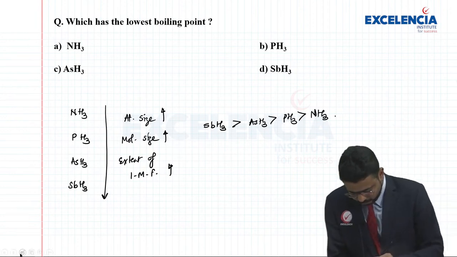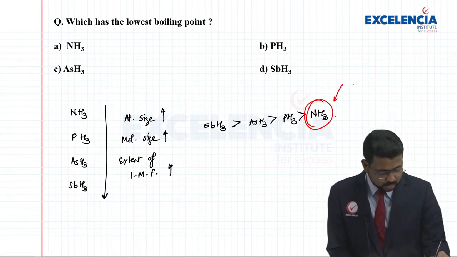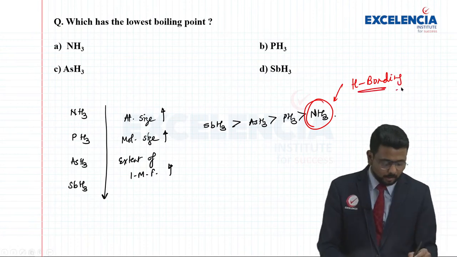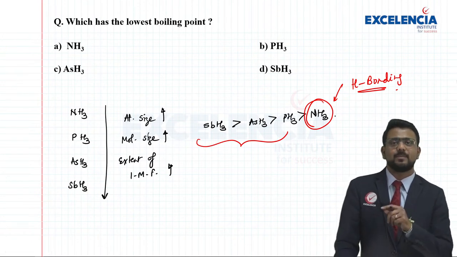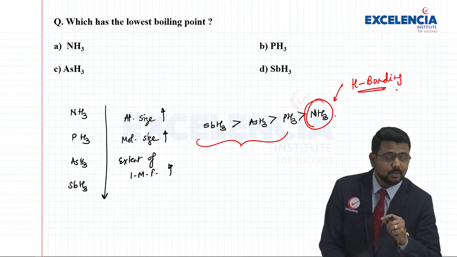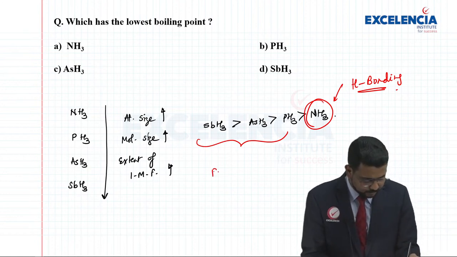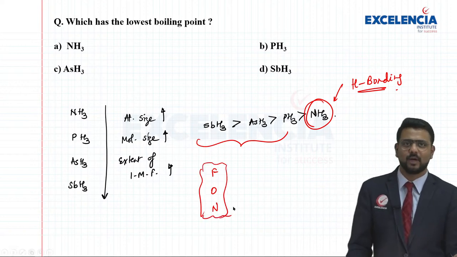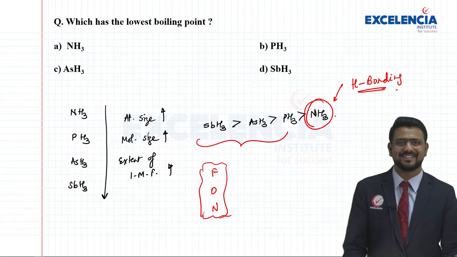The reason for that, I'm sure you must know, is that NH3 shows the presence of hydrogen bonding, which is relatively stronger compared to the van der Waals interactions present in these hydrides, okay? So SbH3, AsH3 or PH3, none of these are capable of forming hydrogen bonds. And nitrogen, because of its higher electronegativity, is able to form hydrogen bonds. Remember FON, phone. These are the elements which are capable of forming hydrogen bonds, right? And because of this, NH3 in fact is going to have the maximum boiling point, right?